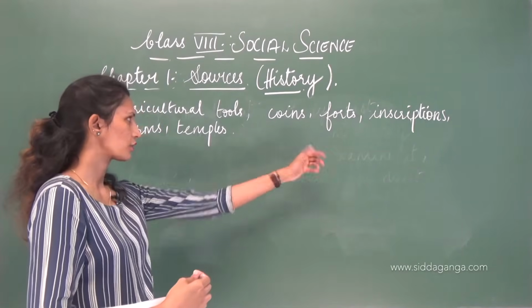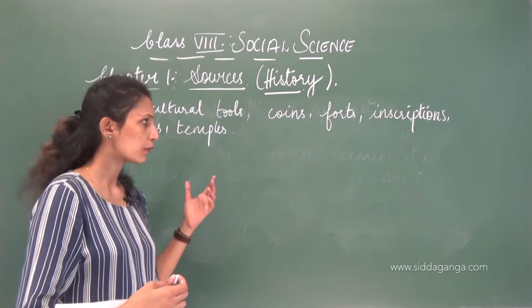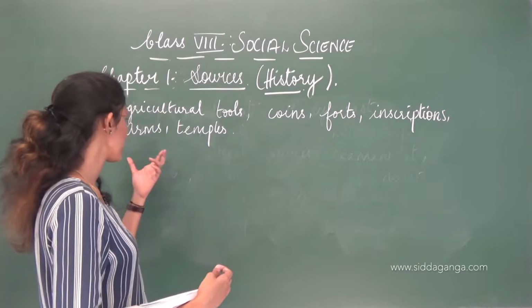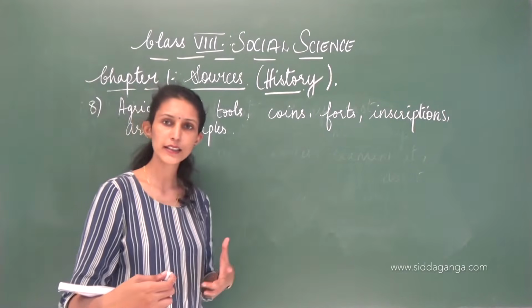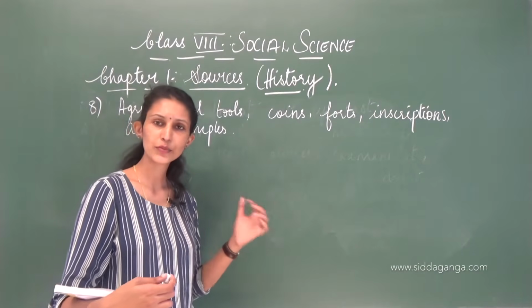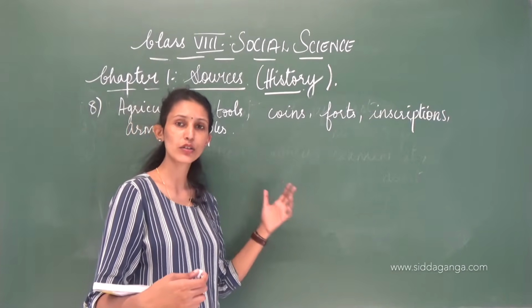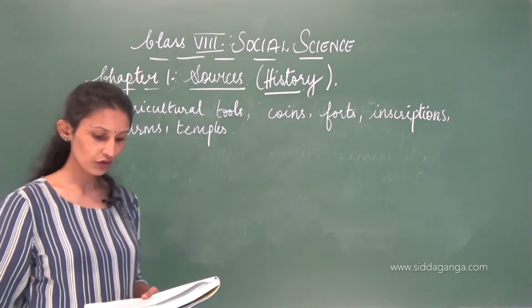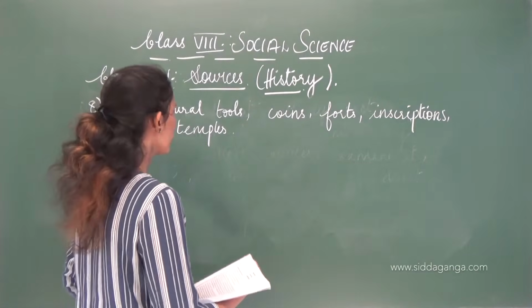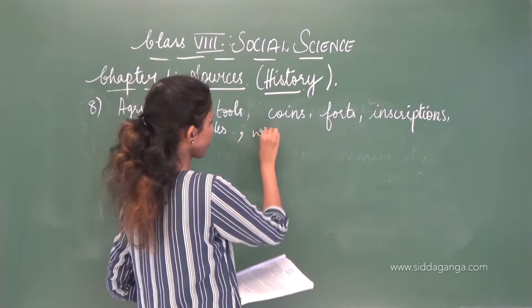That is agricultural tools left by the people, the coins, the forts, the inscriptions, the arms, that is weapons, and the temples or other religious buildings, or any building of the past, can be considered as a source. Historians take a few of these examples to be sources. Now there are written documents. Some written documents can also add on to be sources.